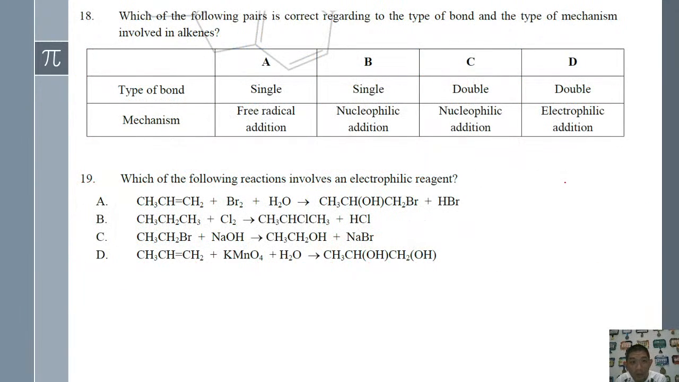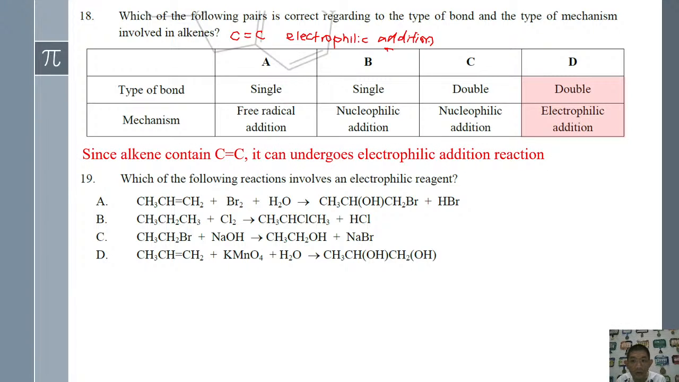Okay, number 18. Which of the following pair is correct regarding the type of bond and mechanism involving alkene? So in alkene, you must have a C double bond C, and most of the alkene take electrophilic addition reaction. So the best answer in here is D.